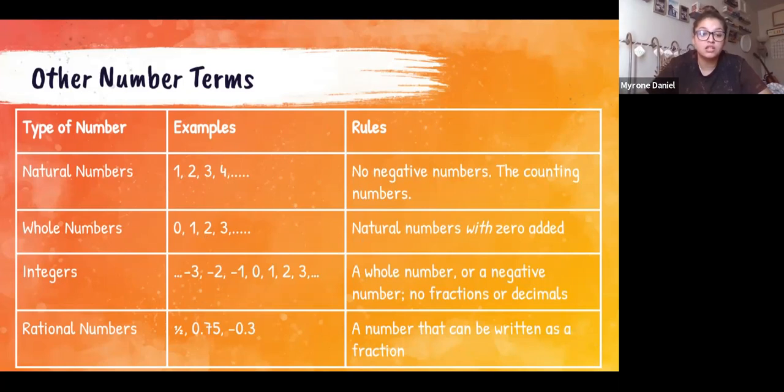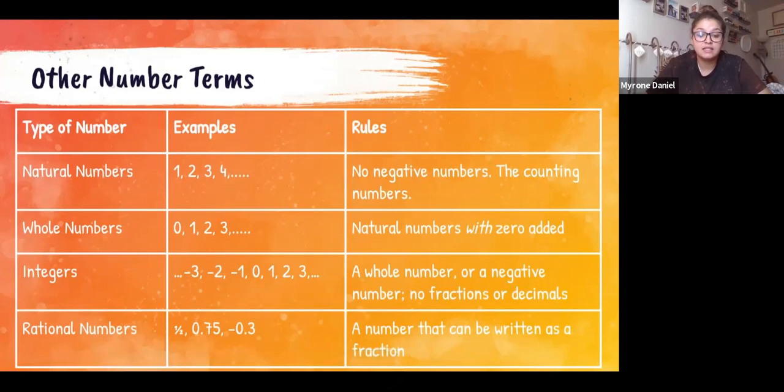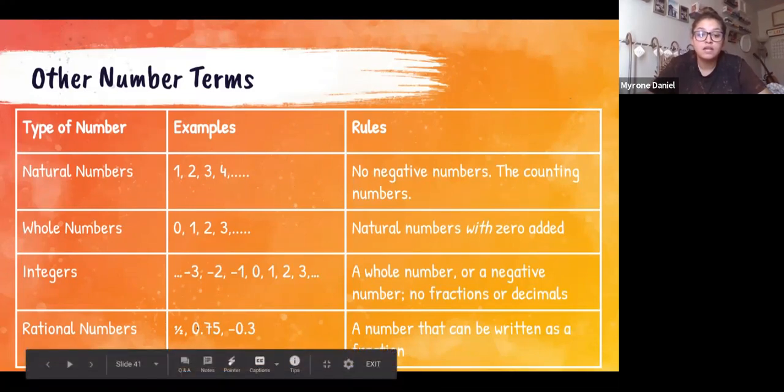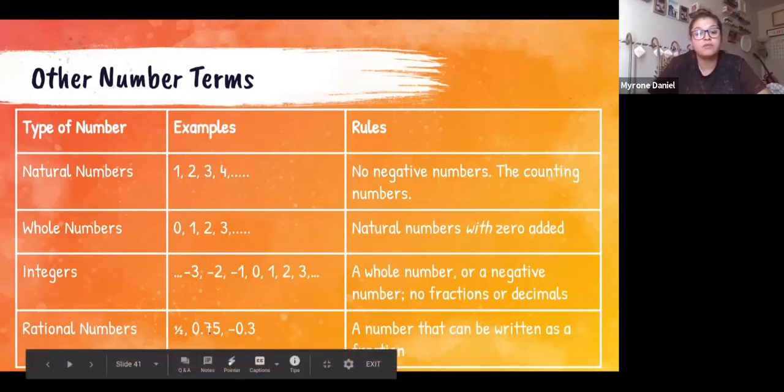Integers, like we've already established, is negative numbers, 0, and the positive numbers. A whole number or a negative number, there's no fractions and there are no decimals. There is a specific name for the fractions and the decimals, and those are called rational numbers. So we have 1/2, 0.75, negative 0.3. These are all numbers that can be written as a fraction. 0.75 could be written as 3/4, and negative 0.3 is negative 3/10.